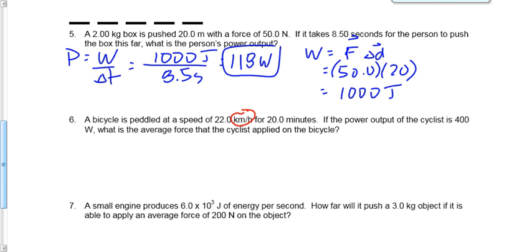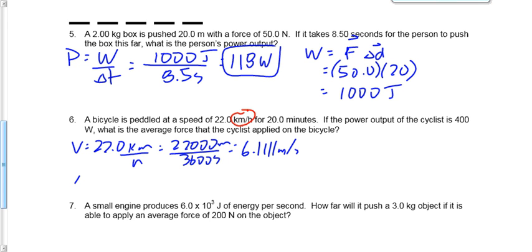Let's convert that first of all. My velocity here is 22.0 kilometers per hour, which equals 22,000 meters over 3,600 seconds. And what does that work out to be in meters per second? I want to say somewhere around 7-ish, 6. Everybody got that? 6.111, thank you.